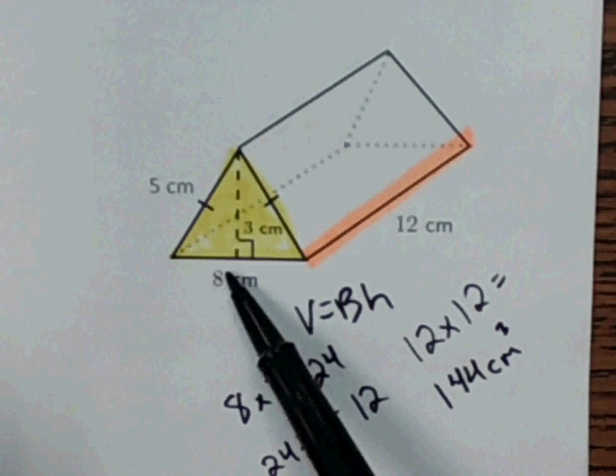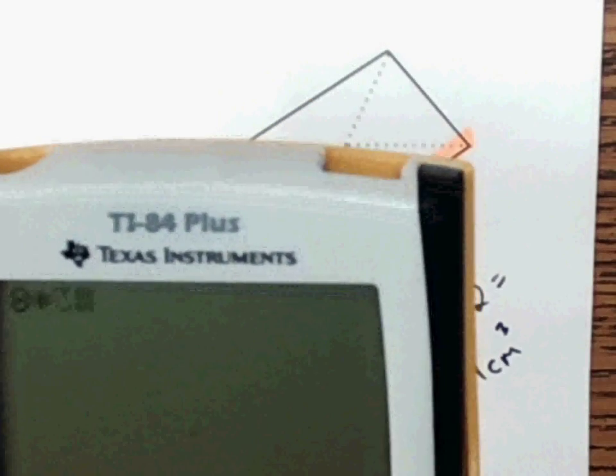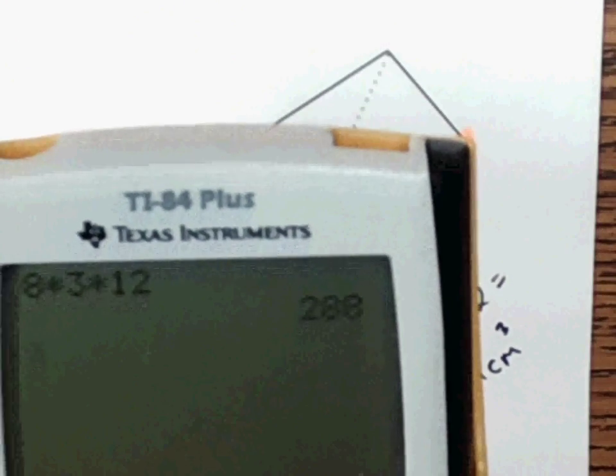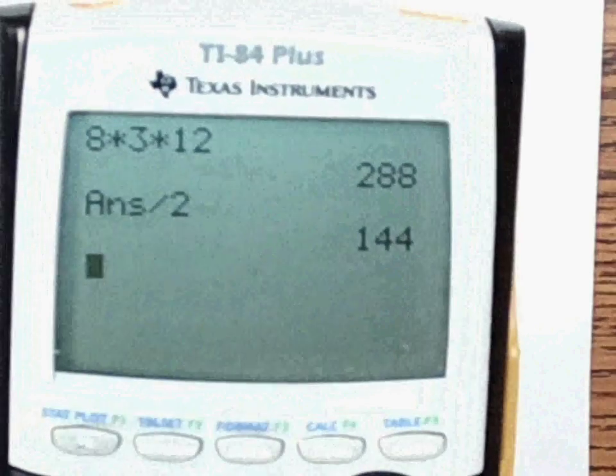Another way of doing it is you can go ahead and multiply your 3 dimensions. I could do my 8 times my 3 times my 12. 8 times 3 times 12. And then I could divide that by 2. Then I cut it in half. And I get the same answer.